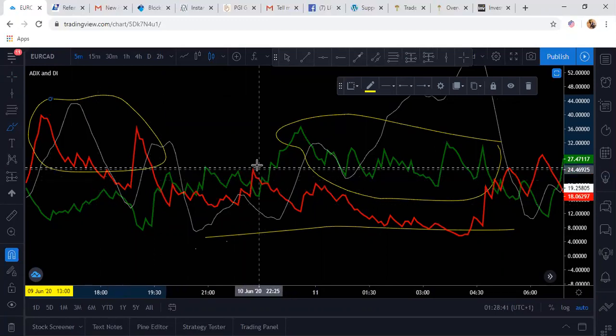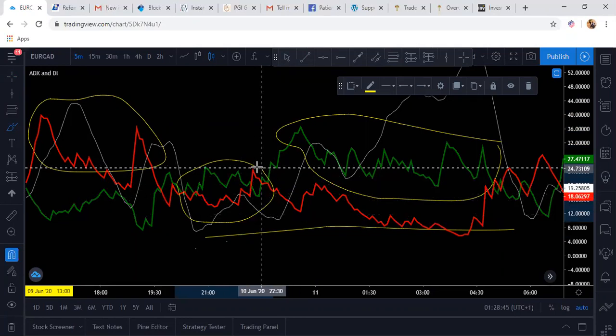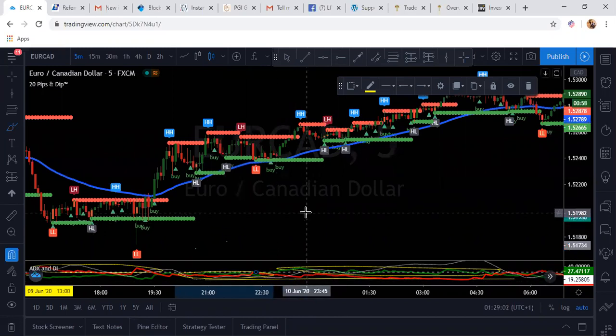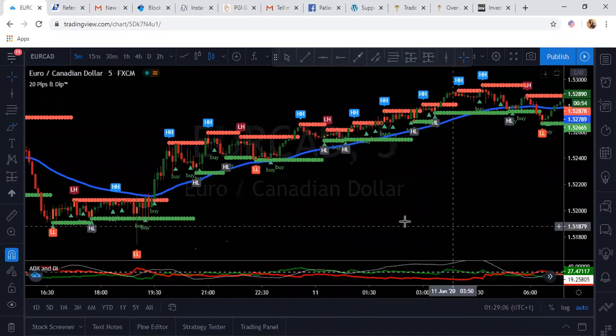But whenever there's consolidation, you see that neither the green nor the red line is above the 25 level. This is one of the things I use as my own multiple confluence, to make sure that I am very certain of all the analysis that I am doing.